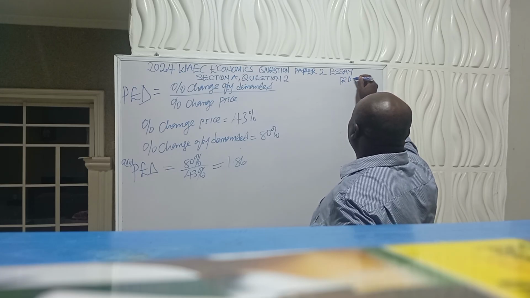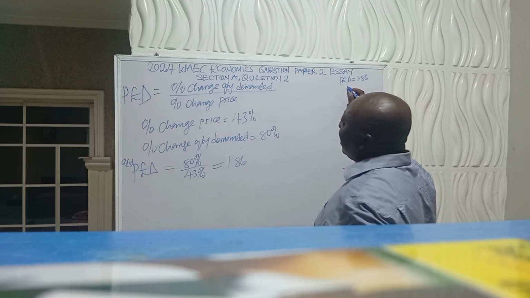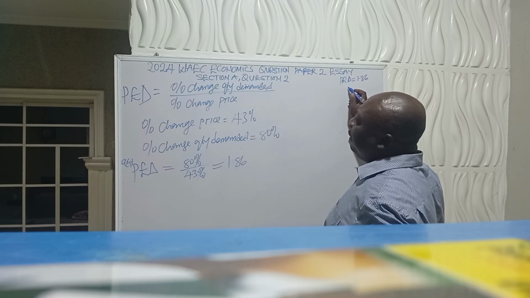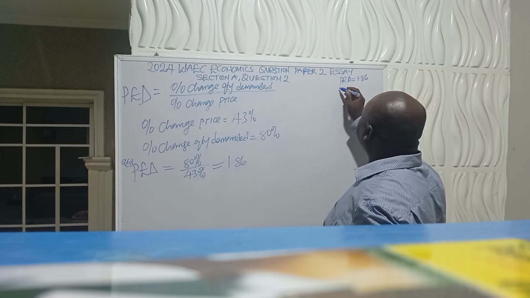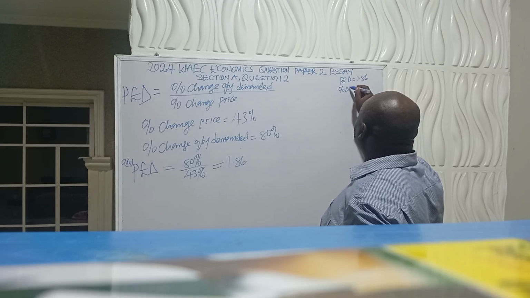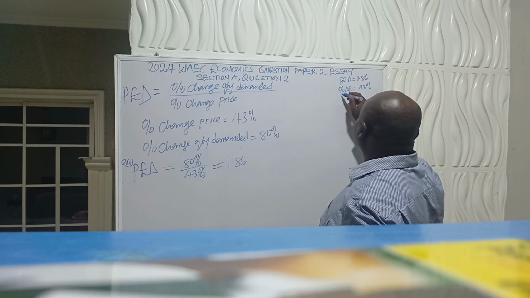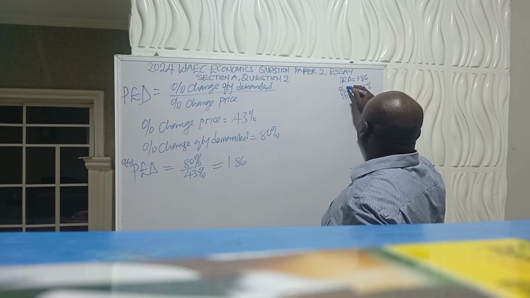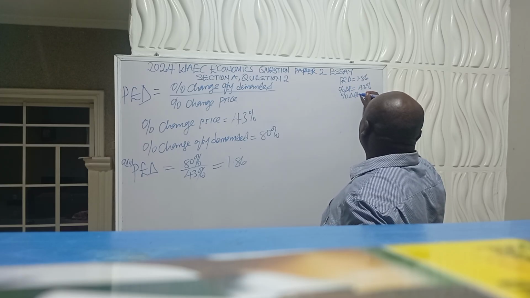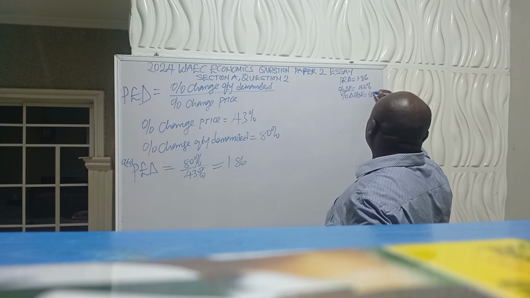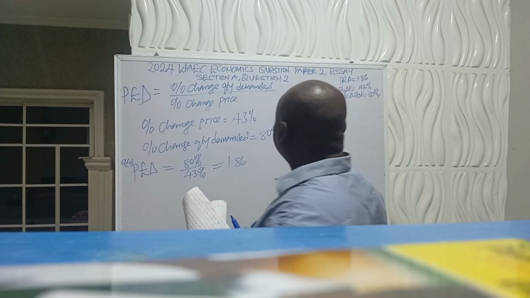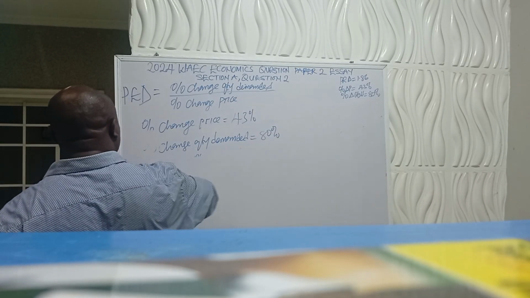The coefficient of price elasticity of demand, we got 1.86. Okay? And don't forget that the percentage change in price is what? 43%. The percentage change in quantity demanded this time is what? 80%. Is that correct? Okay, so I have to clean this.